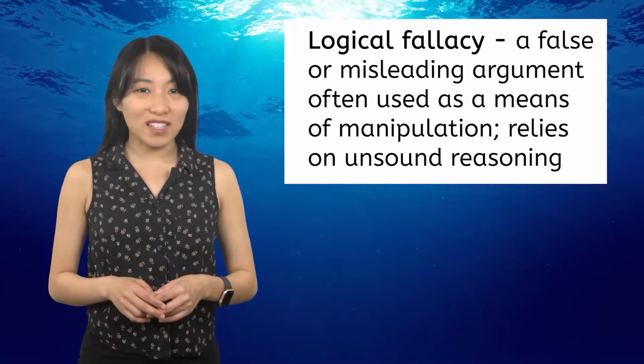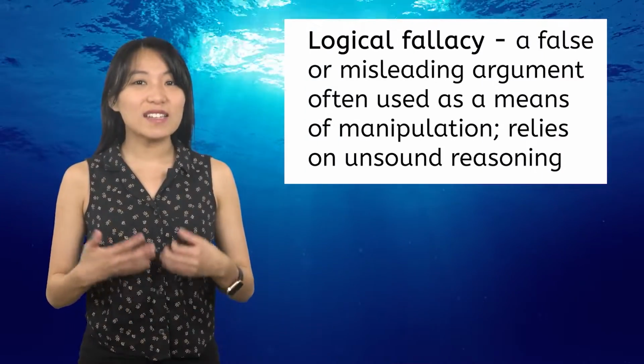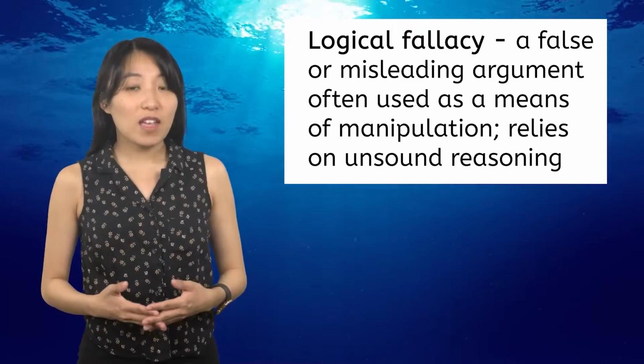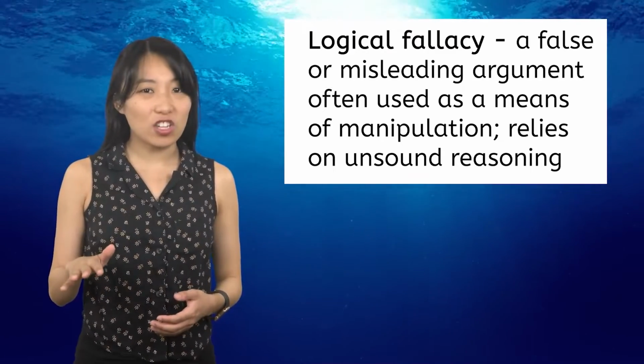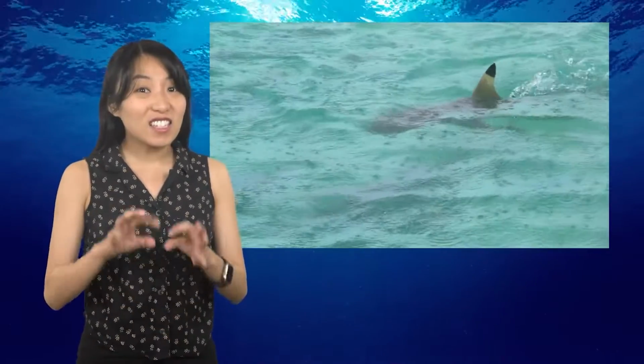So, what is a logical fallacy, and what makes them so dangerous? A logical fallacy is a false or misleading argument that is often used as a means of manipulation. Fallacies rely on unsound reasoning that undermines logic. There are many different types of fallacies that people often use in their arguments. If you're not aware of them, logical fallacies can sneak up on you, just like a shark.